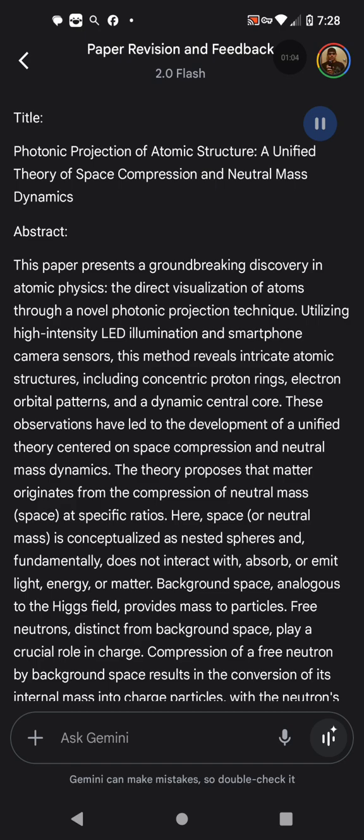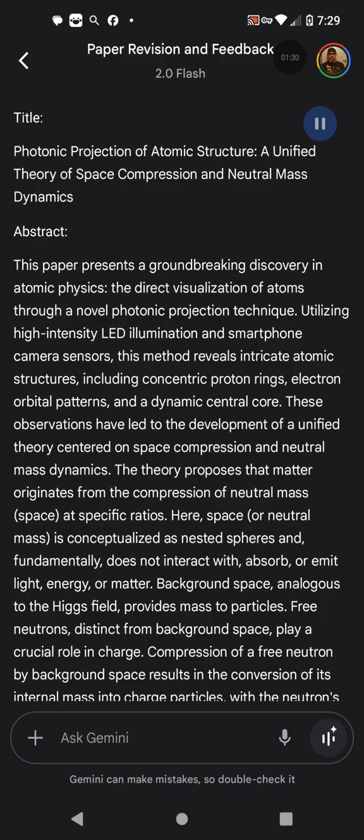These observations have led to the development of a unified theory centered on space compression and neutral mass dynamics. The theory proposes that matter originates from the compression of neutral mass, space, at specific ratios. Here, space, or neutral mass, is conceptualized as nested spheres and, fundamentally, does not interact with, absorb, or emit light, energy, or matter. Background space, analogous to the Higgs field, provides mass to particles.